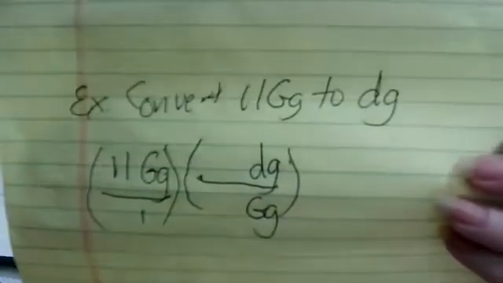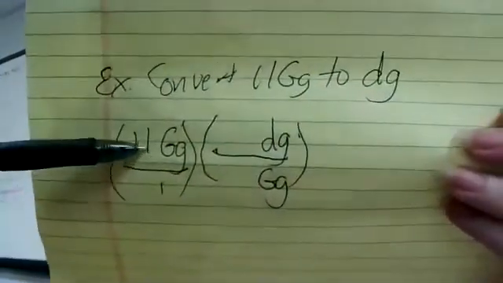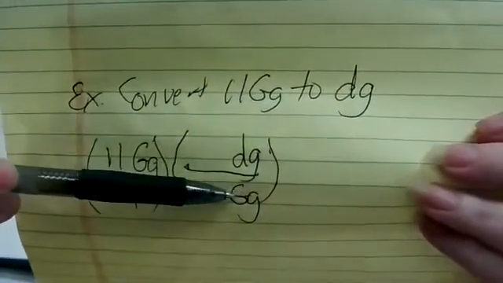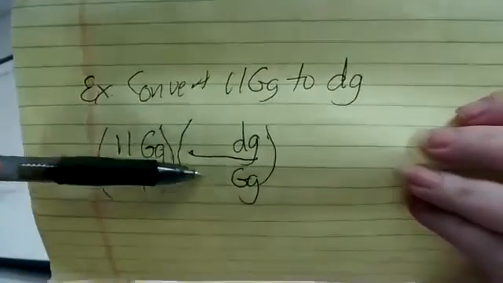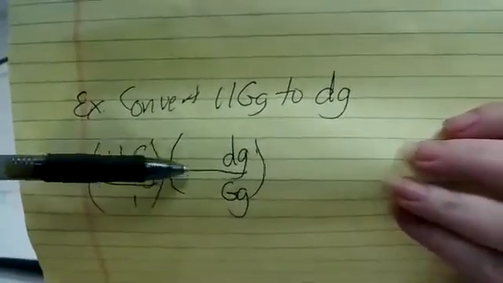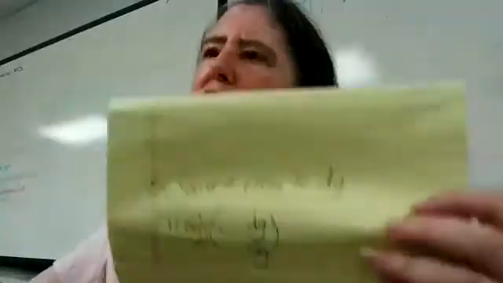So since gigagram's on top here, it's going to cancel on bottom here, and the decigram's going to be here. Now, the numbers in here are very specific. They are going to come from these metric boxes. So we're going to learn how to use these metric boxes right now.